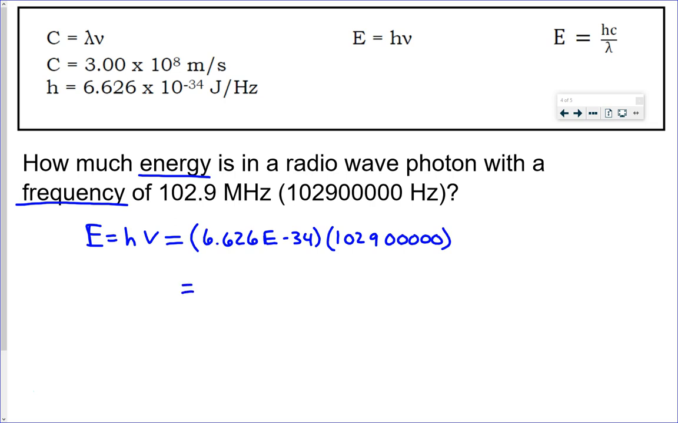round to the correct level of significant figures. That's going to be 4 in this case because both Planck's constant and 102.9 have 4 significant figures. And what we get is 6.818 times 10 to the negative 26th. And then the unit on energy is joules.